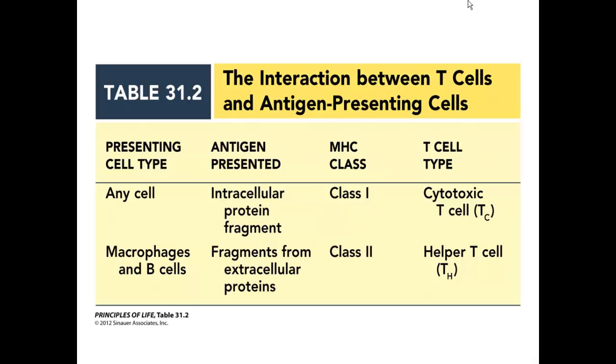So this chart was given in your book for table 31.2. It's just telling you that if there's any cell, the antigen presented as an intracellular protein fragment, and that would be class 1 that's involved, and it would be presented to a cytotoxic T cell, which would kill it. And then if it's a macrophage or B cell, the antigen presented could be a fragment of an extracellular protein. Class 2 will be involved, and that will go to a helper T cell.